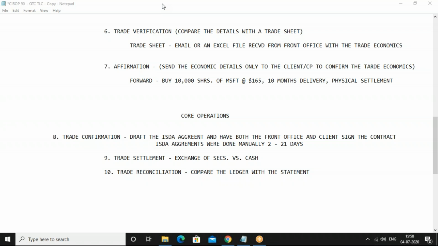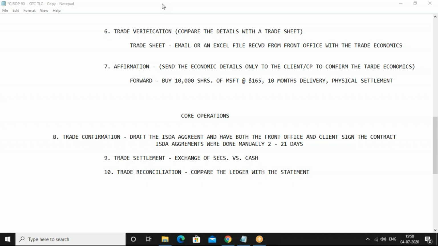Are we clear with the OTC trade life cycle in terms of affirmation and trade confirmation? Affirmation is not legally binding. It's just like a slip, like an email that you're sending with all the trade details. Once they say yes, you send it to your back office team and they draft the ISDA agreement. Like I mentioned before, 10, 15, even 20 years ago, all of it was done manually and it would take 21 days.